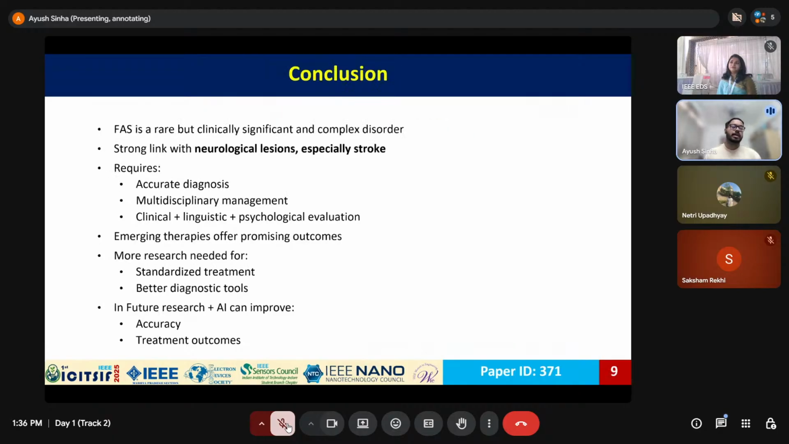In conclusion, FAS is a rare but clinically significant and complex disorder with a strong link with neurological lesions, specifically stroke, and it requires accurate diagnostics, multidisciplinary management, and clinical, linguistic, and psychological evaluation. And therapeutic approaches offer promising outcomes in this case. More research needs to be done to standardize the treatment protocols and procedures, and better diagnostic tools need to be developed for this disorder. In future, AI can improve accuracy of the diagnostics and treatment outcomes of the patient.